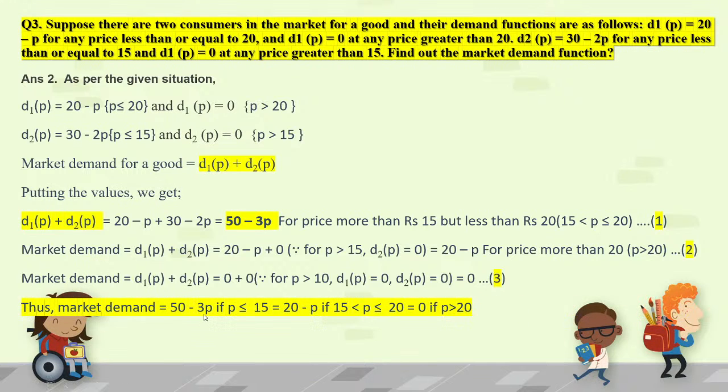Therefore the market demand would be 50 minus 3P if and only if the price is less than or equal to 15, and it is equal to 20 minus P if and only if the price is greater than 15 but less than or equal to 20. And in the third situation it is 0 if the price is greater than 20. So the three situations are defined here sequence-wise. These are the three market demand functions under the three different situations given in the question. Now we'll move ahead.